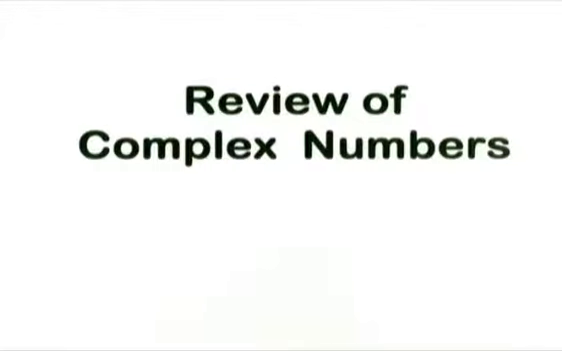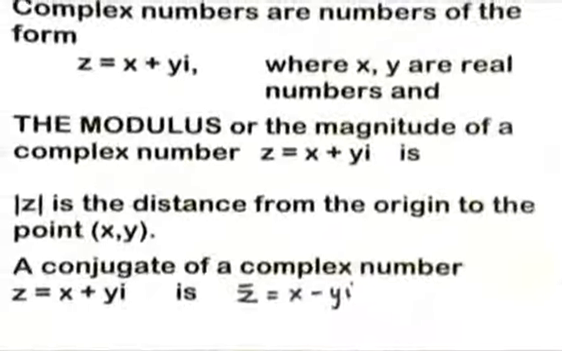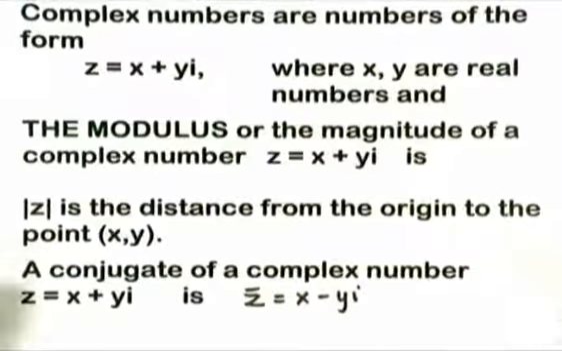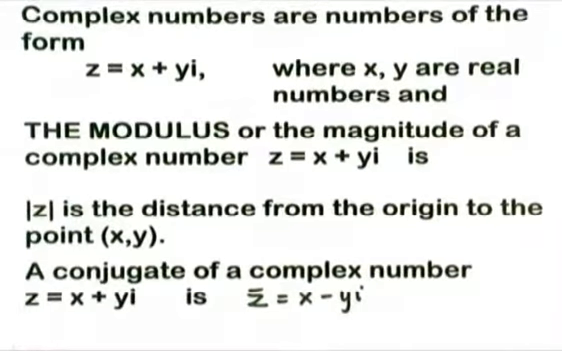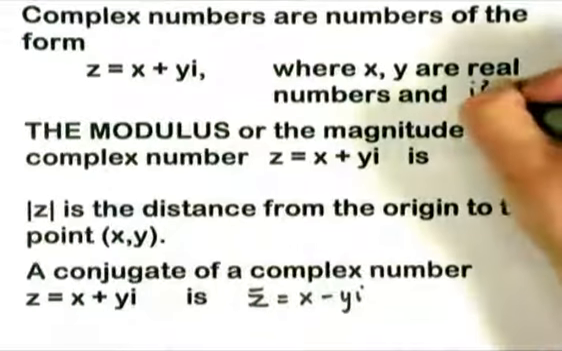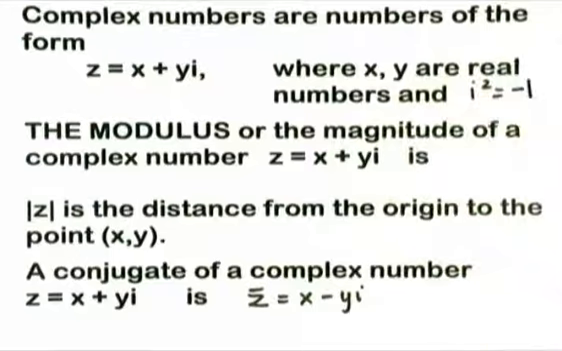Review of complex numbers. Complex numbers are numbers of the form z equals x plus yi, where x and y are real numbers and i squared is equal to -1.